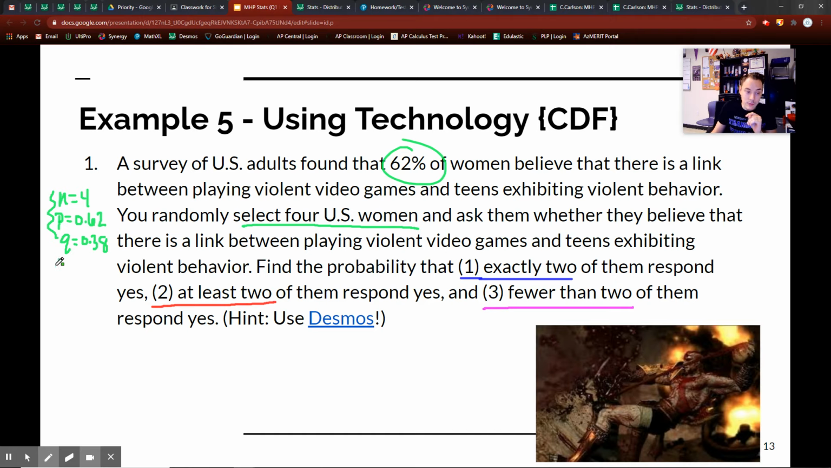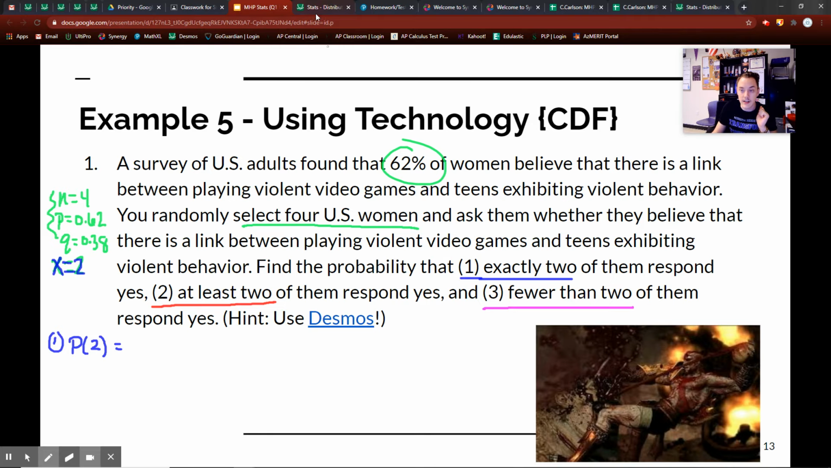Now, my x will change depending upon which probability I'm doing: exactly 2, at least 2, and so forth. But for the first one, it is exactly 2. Okay, so I'll actually put that in blue. So for the first one, I'm going to do the probability of exactly 2. What does that equal?